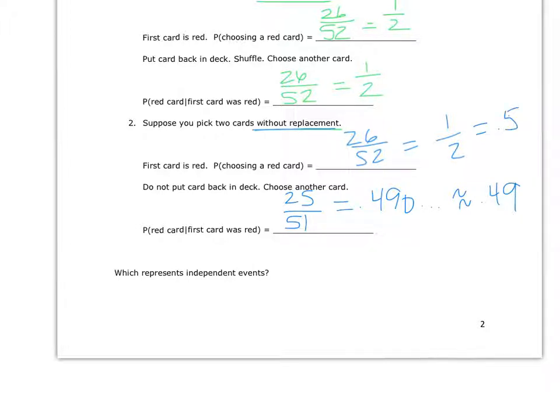We had a probability of 0.5 that the first card was red, but given that we're drawing another time and the first card was red, we have a different probability. So we want to look at these two scenarios and determine which of these is representing independent events, and we can see that it's when we pick with replacement. So picking or choosing two cards with replacement.